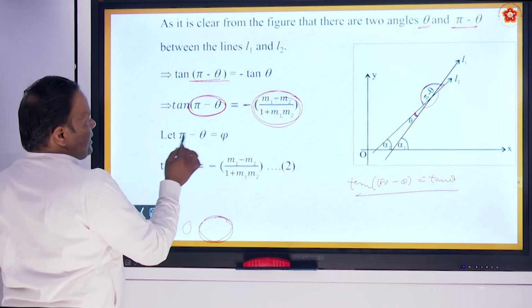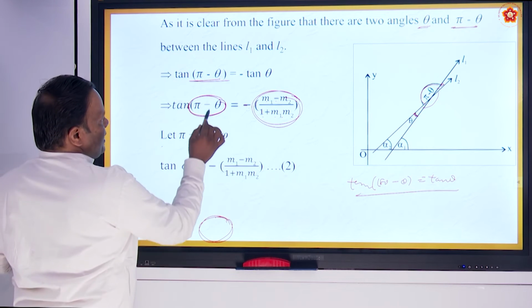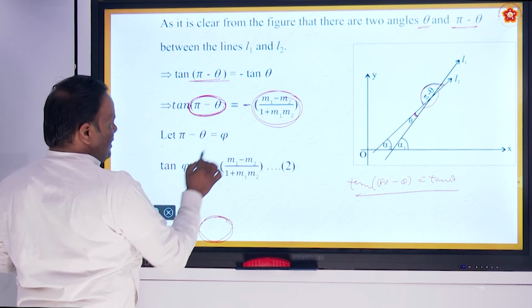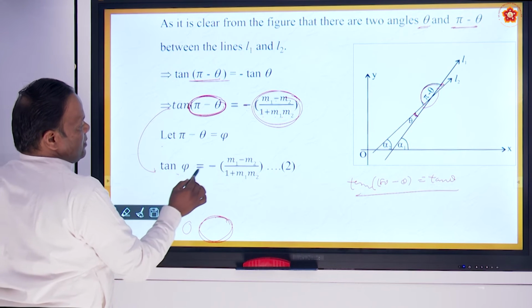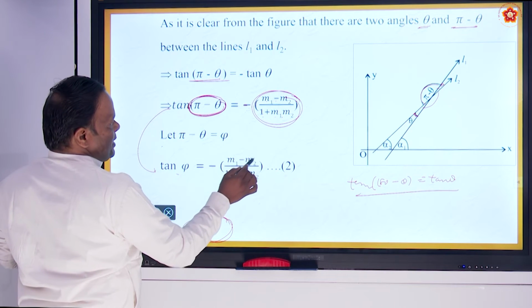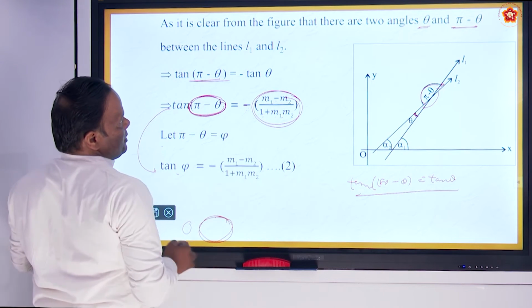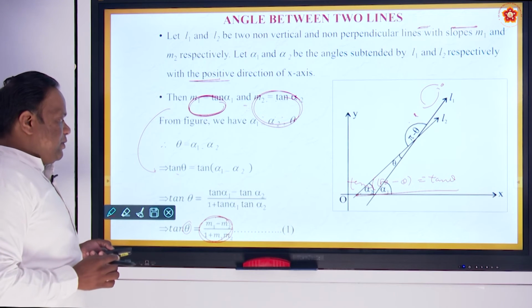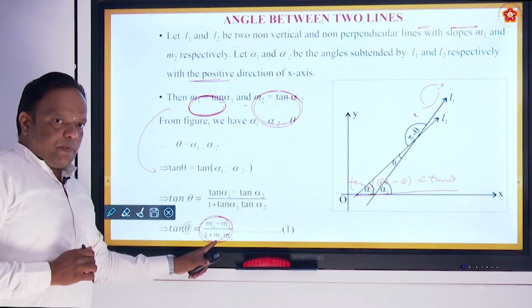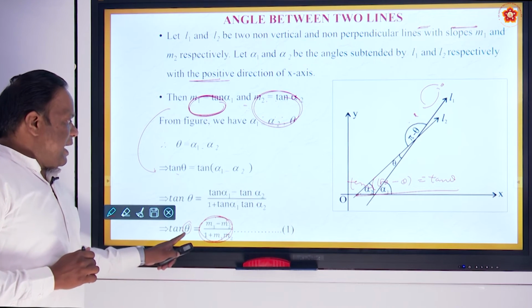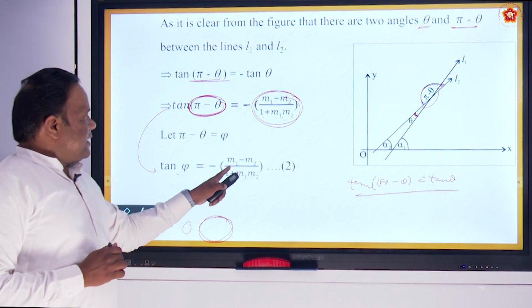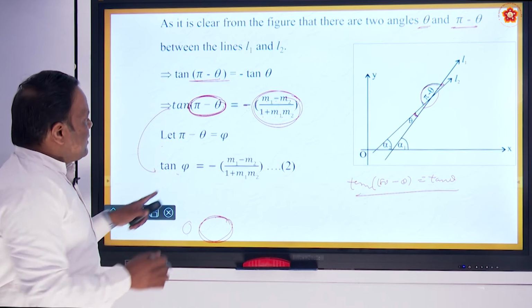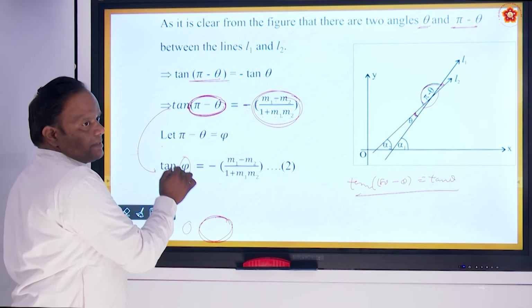Let pi minus theta equal phi. Instead of pi minus theta, we take phi. So this becomes tan phi is equal to minus (m1 minus m2) divided by (1 plus m1 m2). Observe equations 1 and 2. If this is positive, clearly theta is acute. If this is negative, clearly theta is nothing but phi, which is the other angle, the obtuse one.